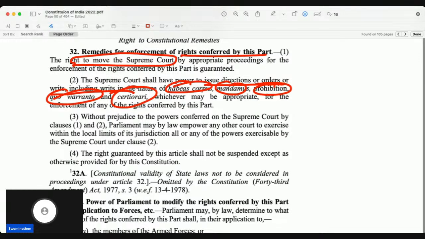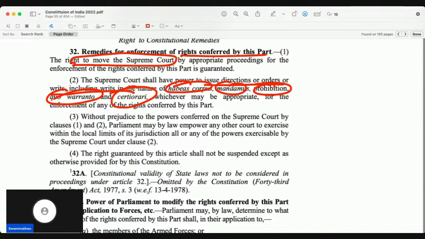And quo warranto is the writ which is ordered if a person who is not eligible to hold a public office is holding it. They will be asked what is their authority for holding this public office. If they fail to substantiate that they have a legal claim over the office, quo warranto can be issued against them and they would be asked to relinquish the office. So these are the five categories of writs.